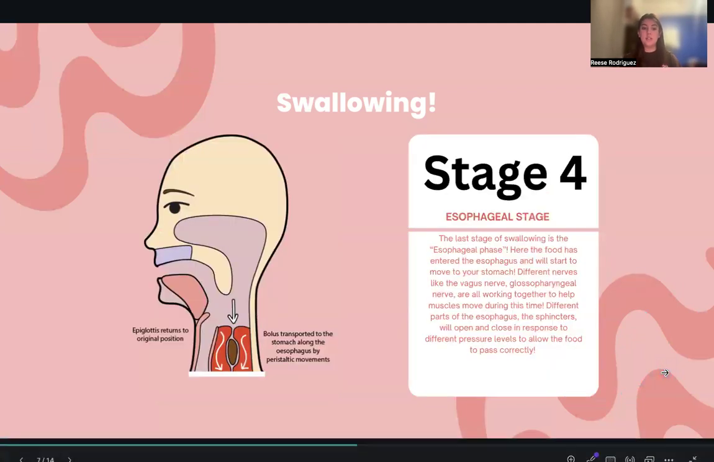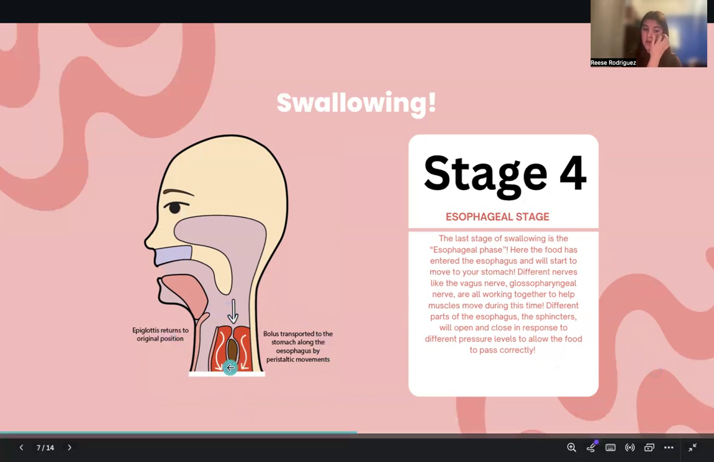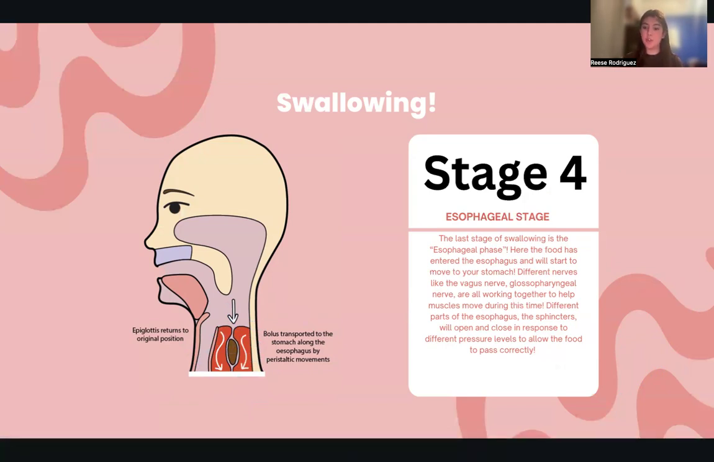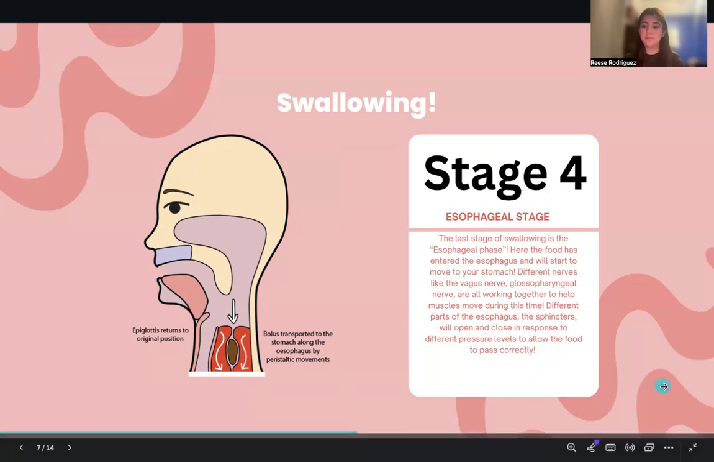So then our last stage, as you can see by the diagram, is when food will have reached the esophagus. So here it's going to start moving towards your stomach, and different nerves like the vagus nerve, the glossopharyngeal nerve, just different cranial nerves are all working together with your muscles during this time to aid in this movement. And also our esophagus, different parts of the esophagus, like the sphincters, are going to open and close in response to pressure levels to allow the food to pass correctly. So again, think about that in and out, constricting and then releasing movement that is occurring in order for the ball of food or the bolus to travel down correctly.